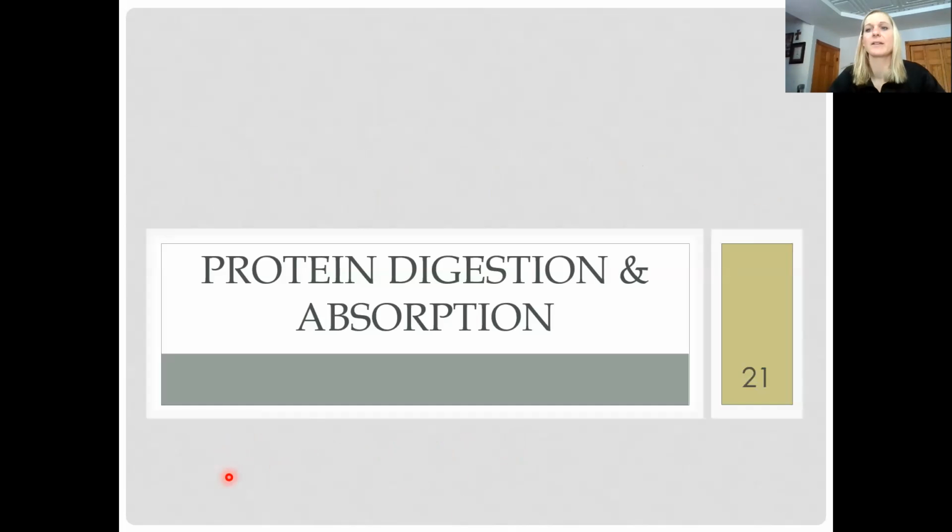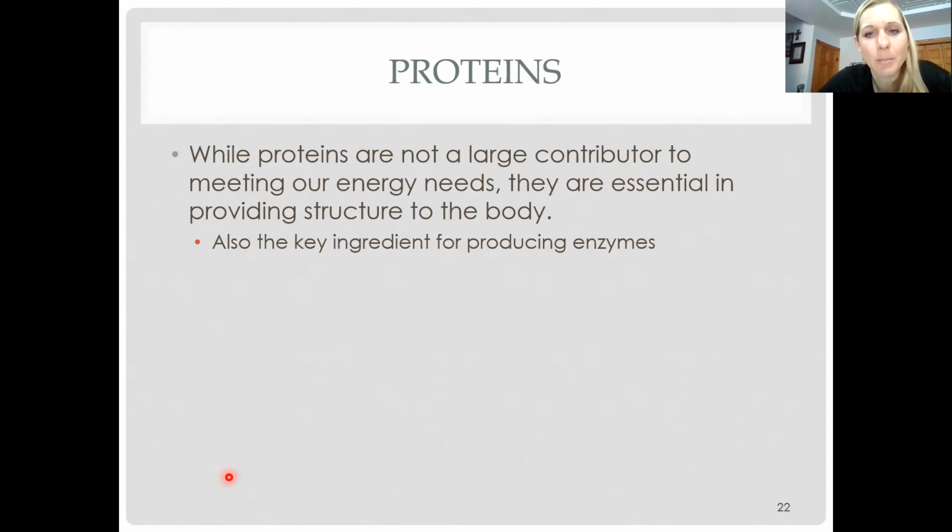Okay, so again, that gives us the basics of what's happening as it relates to fat metabolism or fat digestion. And now we're going to take a look at protein digestion and absorption. So again, it's important for us to note, as it relates to sport nutrition, that proteins aren't a huge contributor to our energy needs, but they are important for many other functions within the body, including the building process and providing structure.